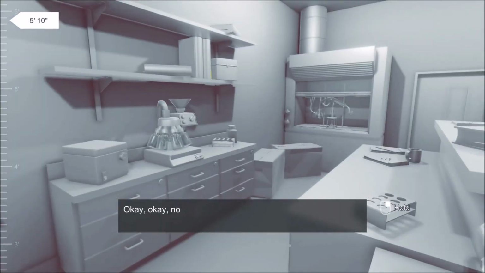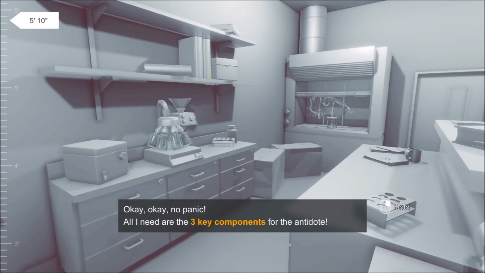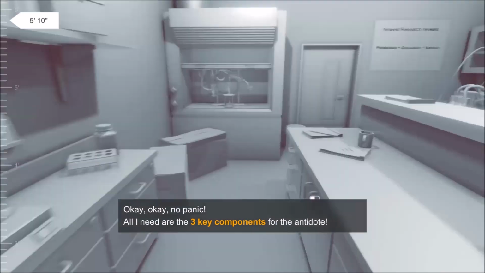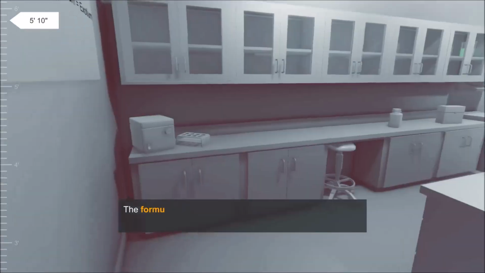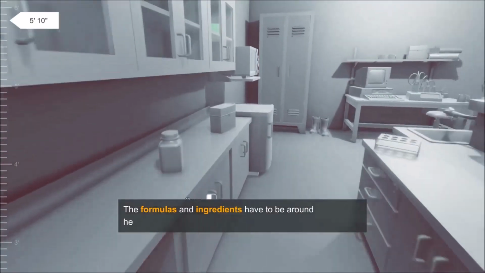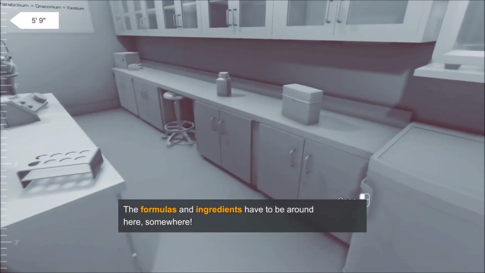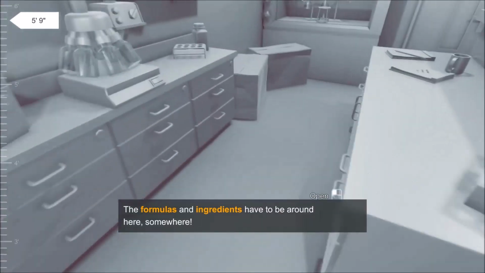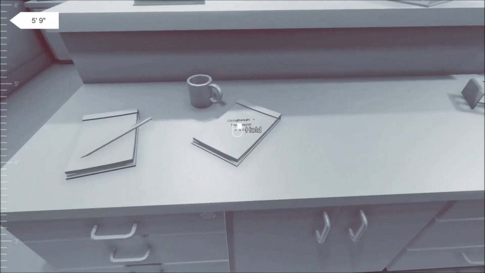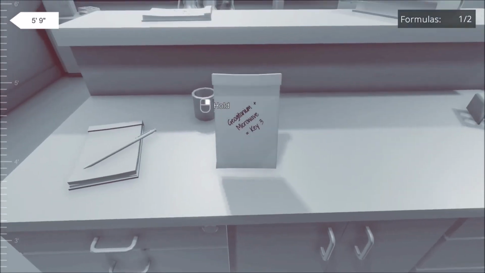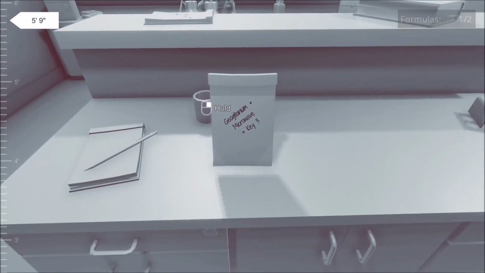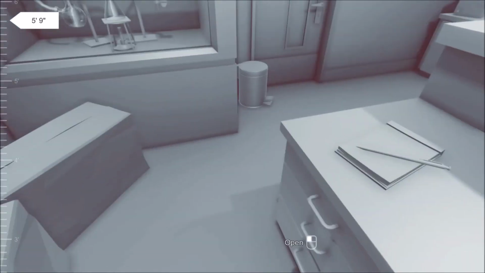Shrinking. Okay. No panic. All I need are three key components for the antidote. Alright, let's do this. Come on then. Let's see what we get. Formula's ingredients have to be around here somewhere. What have we got here? Geo Gigantium plus microwave equals key 3.